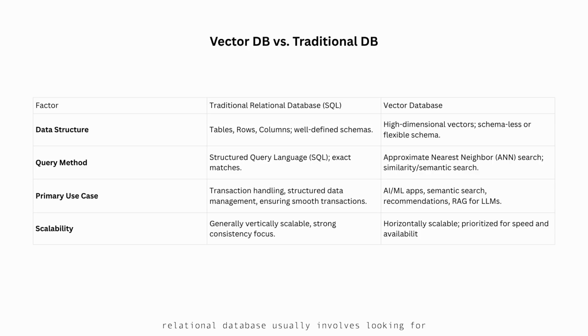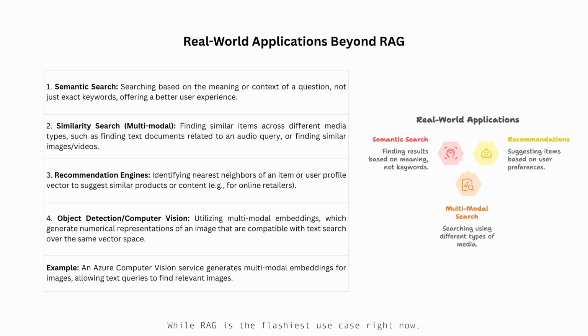Querying in a relational database usually involves looking for exact matches where values precisely equal your query. In contrast, vector DBs represent data points as fixed length vectors, grouping them based on conceptual similarity. Their focus is semantic, finding the closest vectors mathematically. They are crucial for tasks like machine learning, natural language processing, and advanced recommendation algorithms. While RAG is the flashiest use case right now, vector DBs have much more in this AI world.